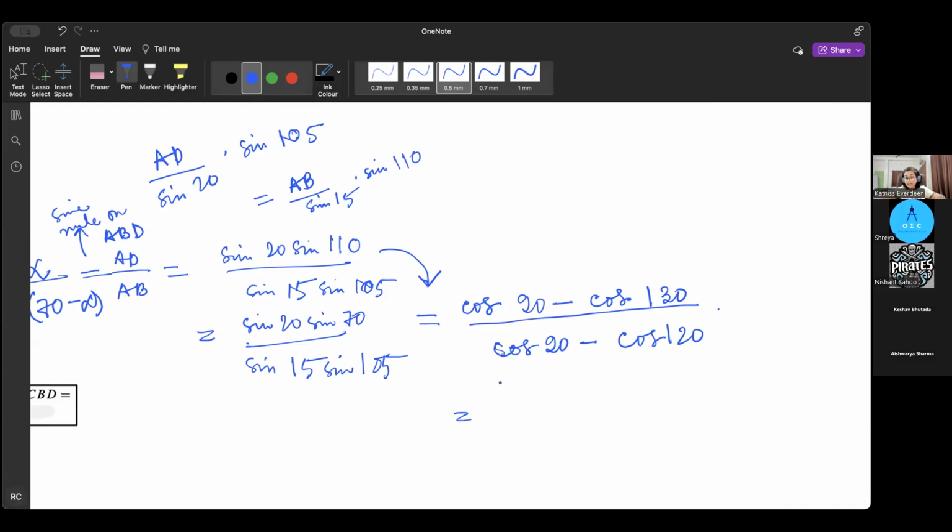Okay, so cos 90 is 0. So this is just cos 130 by cos 120. So what is cos 130? It is just sine of what?